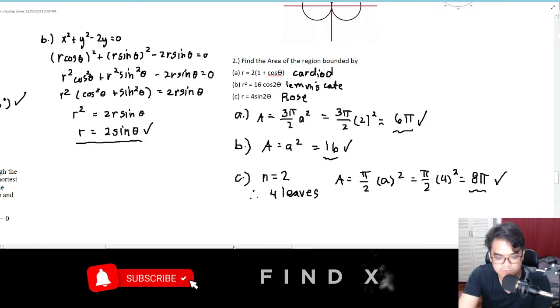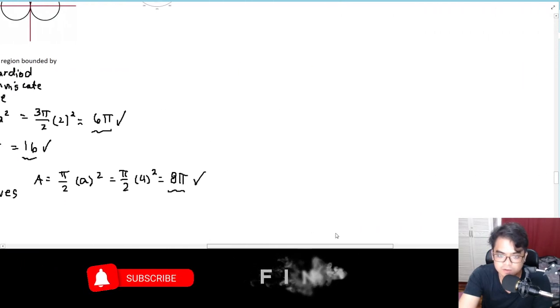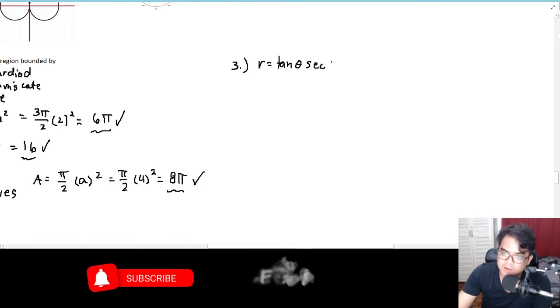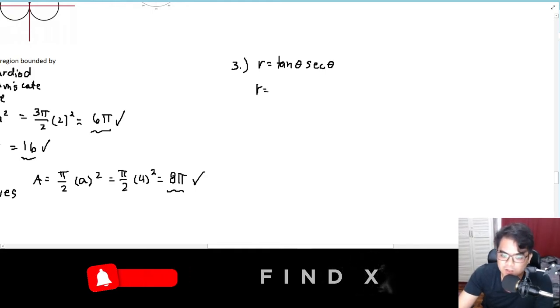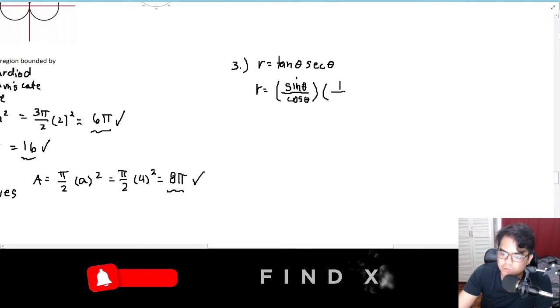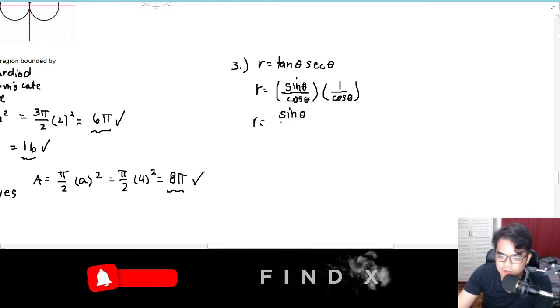Okay, so next we have to identify the curve r equal to tangent theta secant theta. Okay. So for number 3, we have r equal to tangent theta secant theta. Let's try to use some identities. The identity of tangent theta is sine theta over cosine theta. And the reciprocal of the secant theta is just 1 over cosine theta. If I simplify this, I will just have sine theta all over cosine squared theta.